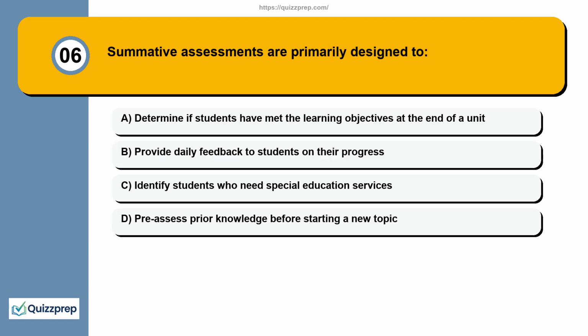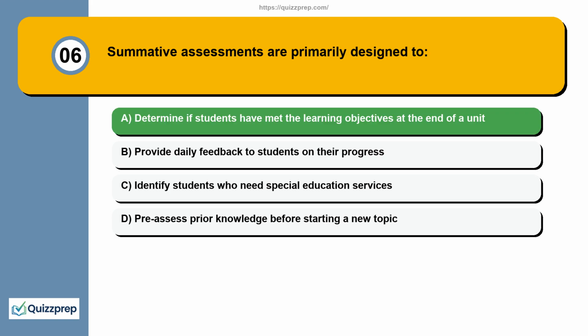Question 6. Summative assessments are primarily designed to. Here are your options. Option A. Determine if students have met the learning objectives at the end of a unit. Option B. Provide daily feedback to students on their progress. Option C. Identify students who need special education services. Option D. Pre-assess prior knowledge before starting a new topic.